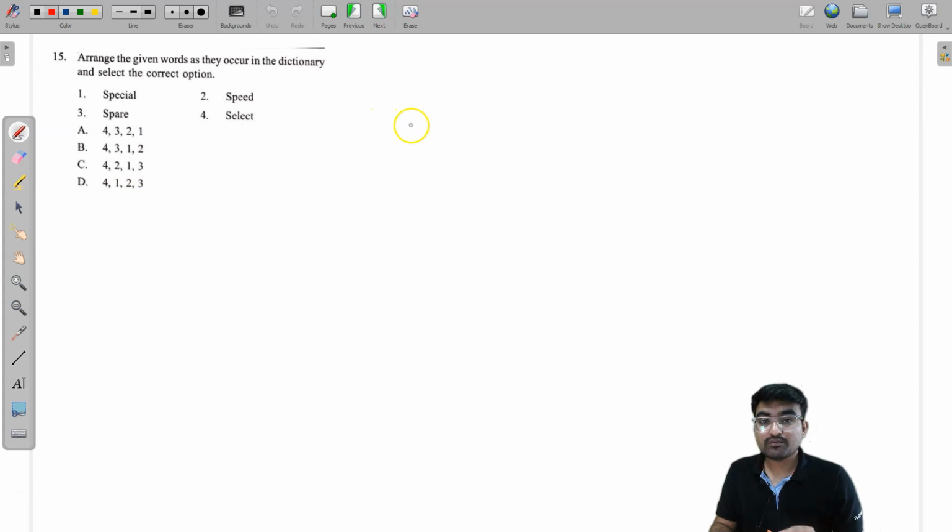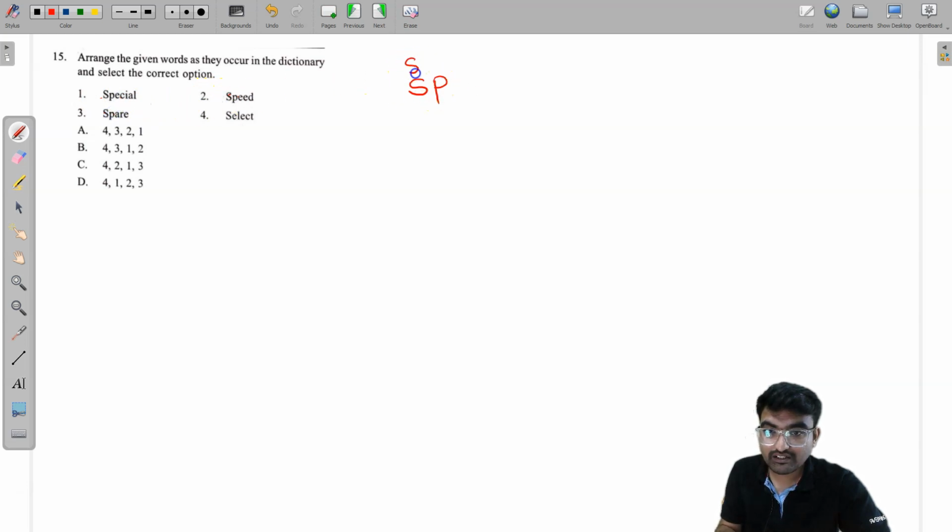See, dictionary problems are like alphabetical order. All the words are arranged alphabetically in the dictionary. So S is the first letter, that's correct. Then P, and these are all the common words, right? S, P, S, P. But before S, P it comes S, E, right? That is 4, that is select, correct? And after SP the first word should be A. So word number 3, spare, right?